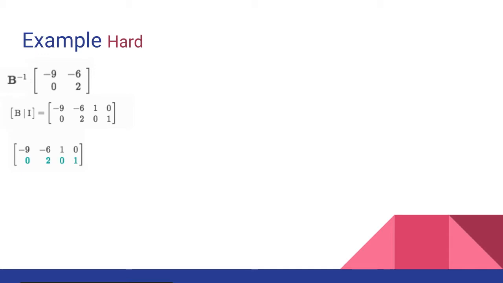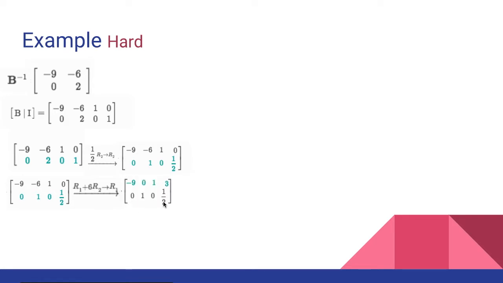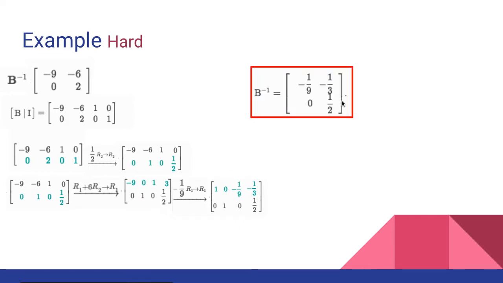And you multiply out all the numbers, and then multiply by 1/2, and then R2 equals R2, and you get the 1/2. Then you would go from this to over here, and it's R1 plus 6R2 over R1, which will get you this, 1 over 9 for this, and that, which gets you the answer.